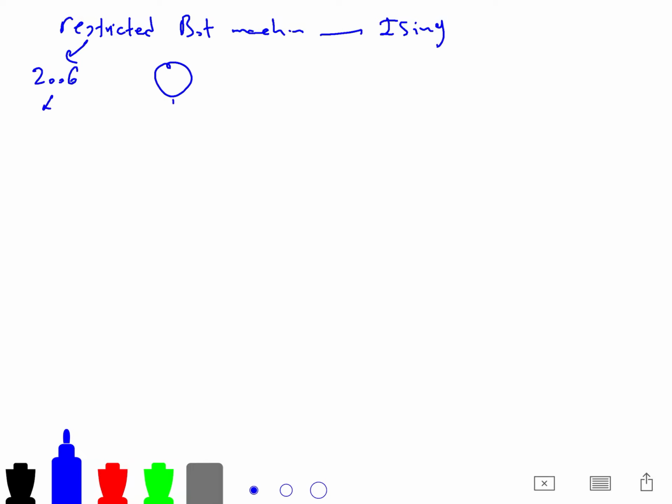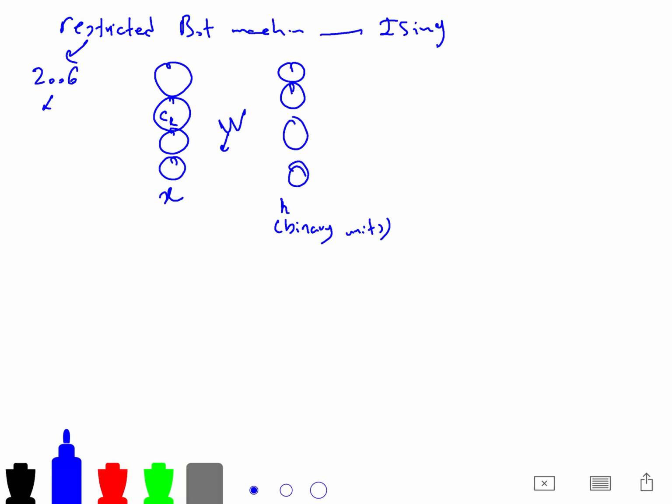So we have some inputs and some biases such as C_k, and these are inputs. X is visible; sometimes we call it V. Then we have some weights, and then we have some outputs, which we call hidden layers or H. But these are binary units. And here we have b_j and c_k, which are biases.